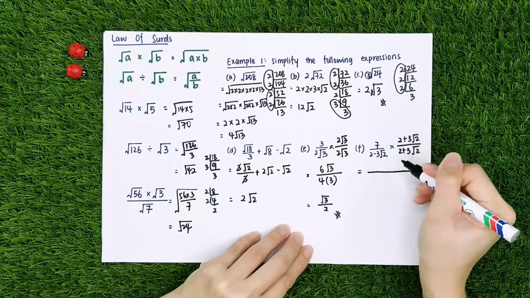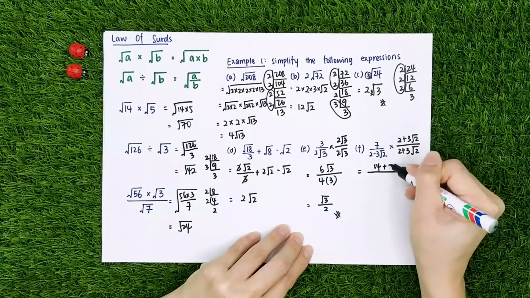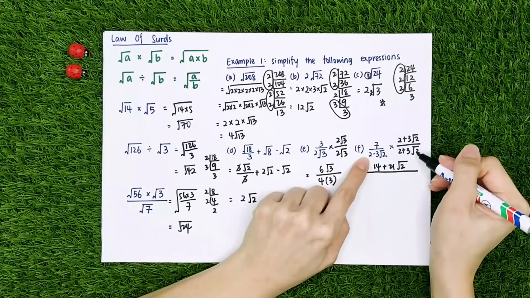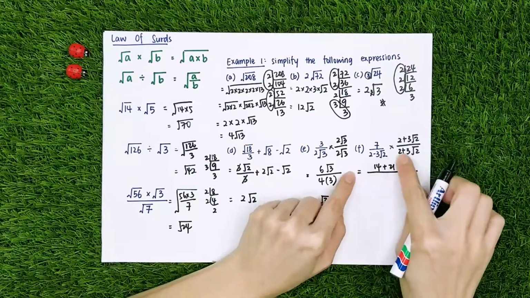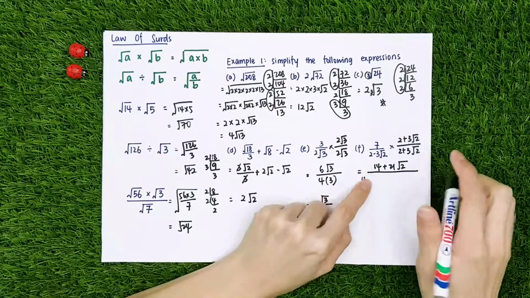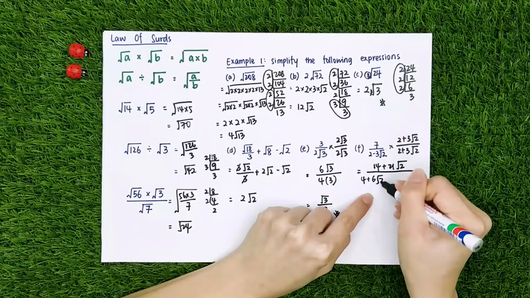7 times 2 I will get 14, plus 7 times 3 I will get 21 square root of 2. Now I will do the denominator part. Okay, 2 times 2 you will get 4. 2 times 3 square root of 2 you will get positive 6 square root of 2.